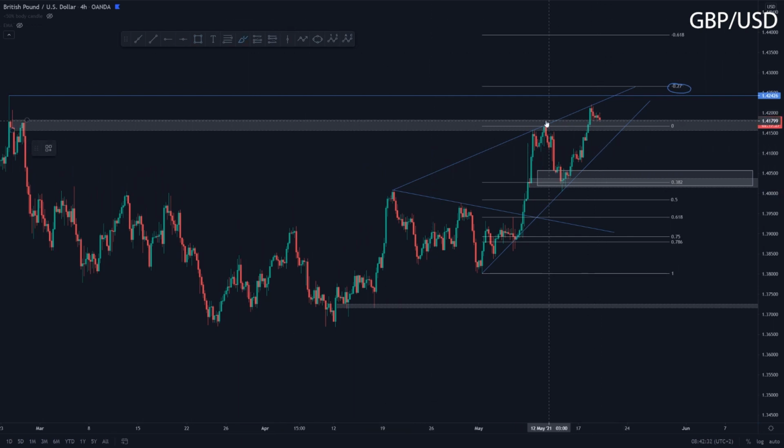because currently we are situated at this previous area of resistance, which could act as support over here if we do see bullish confirmation, and it could let us push higher back up into that minus 27 level and into that 1.42426 high. So yep, that is pound dollar. Let's head over to our last pair, which is Kiwi dollar.